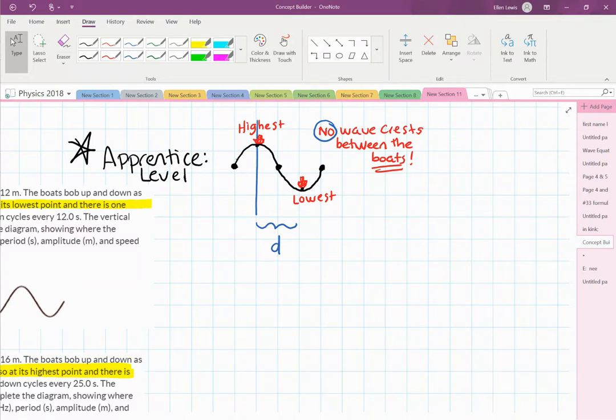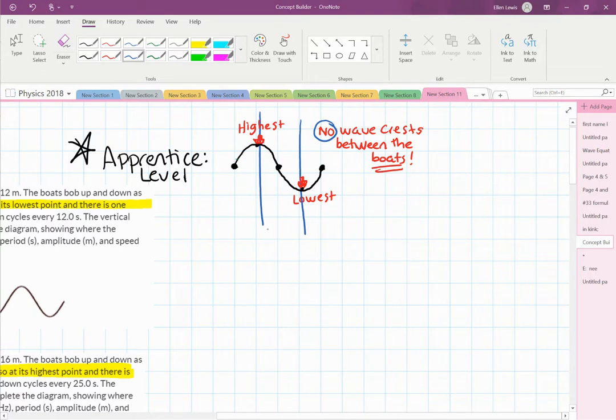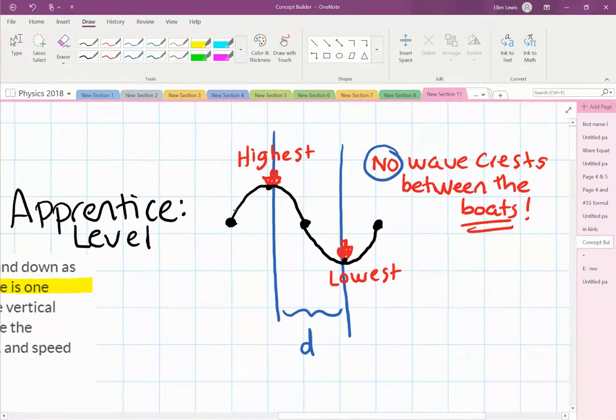Now we have a reminder of the apprentice level picture and question. We have here, when the first boat is at the highest point, the second boat is at the lowest point. We have no wave crest between the boats, and you would get some information telling you about the distance separating the two boats. I'll just call that D. And we determined that if a crest and a trough makes a whole wave, let me zoom in here a little bit.